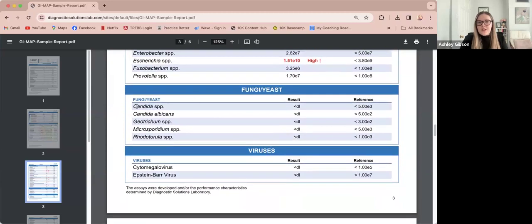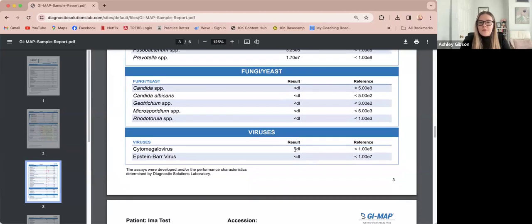So this particular client does not have candida. We do test for candida, as well as a few other species of yeasts, on this test. So if you are experiencing a lot of brain fog, oral thrush like that white coated tongue in the morning, sugar cravings, or you get UTIs often, that is actually quite a big sign that you may have a yeast or a candida overgrowth. So we would look at that here.